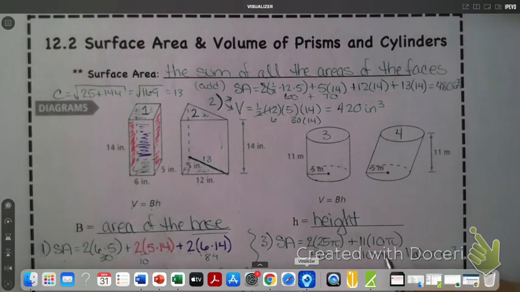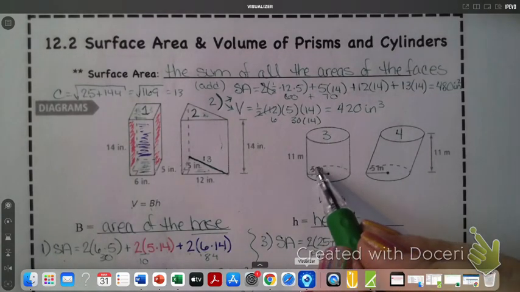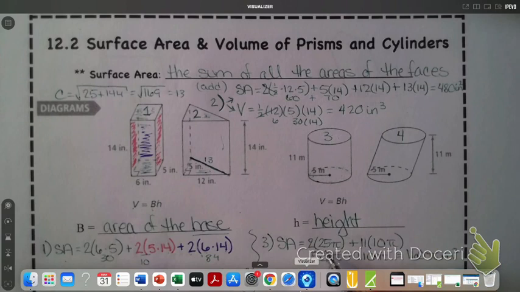Okay. So now I need to find the what? Volume. And again, the volume is the area of the base. Well, the base is a what? Circle. So the area of that circle is what? Isn't it right here? 55. What? No, 25. The 50 is because there's two of them, right? So the area of the circle was 25 pi times the height, which is what?